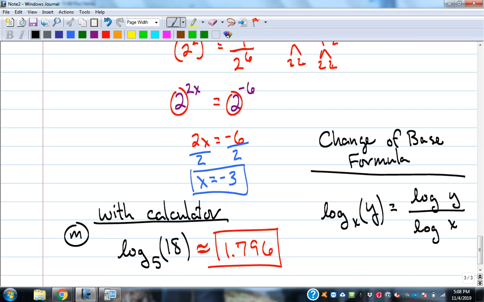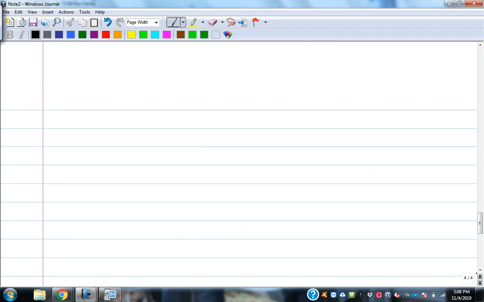As long as it's got a log button, which most scientifics, or even, like I said, your cell phone, have that capability. So that is evaluating some logs without the calculator, and then with the calculator. Really easy thing there. So let's get into the function stuff with logarithms. We'll call it function stuff.